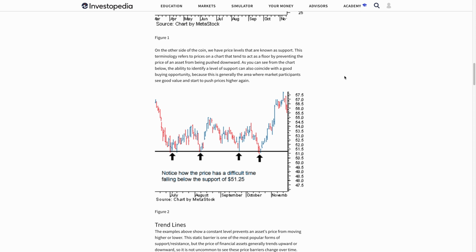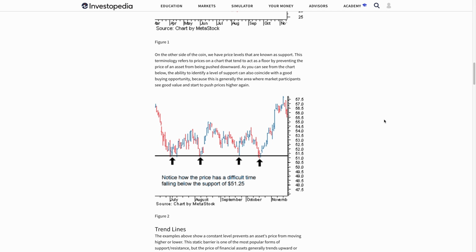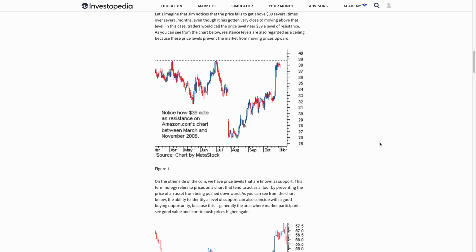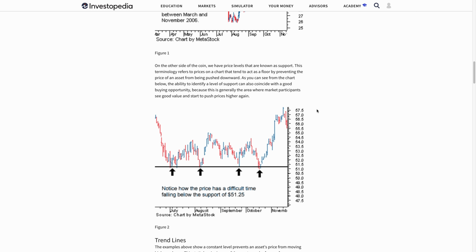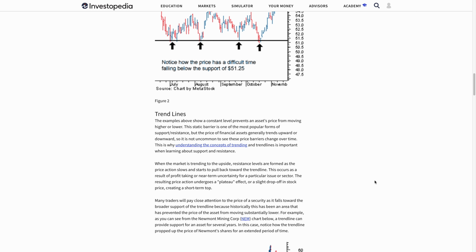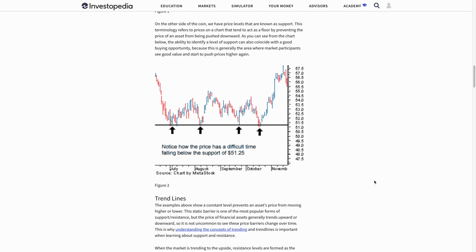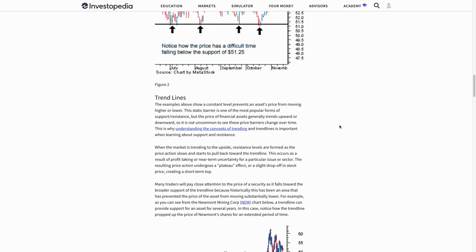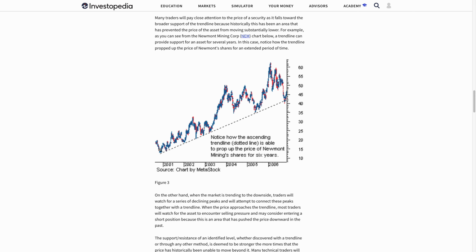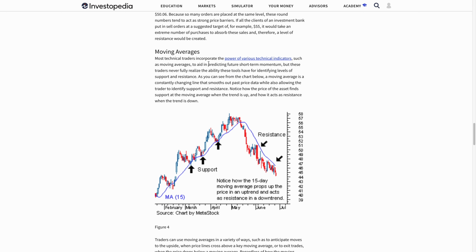So that's one of the simplest ways of looking at support and resistances: the ceiling and the floor, right? Now there's other things called trend lines, right? Like here, as you can see, there's a line that the price tends to hug. So in some sense, that's kind of a support, right? And another one is something called the moving average. So that could also be a support, or it could also act as resistance.